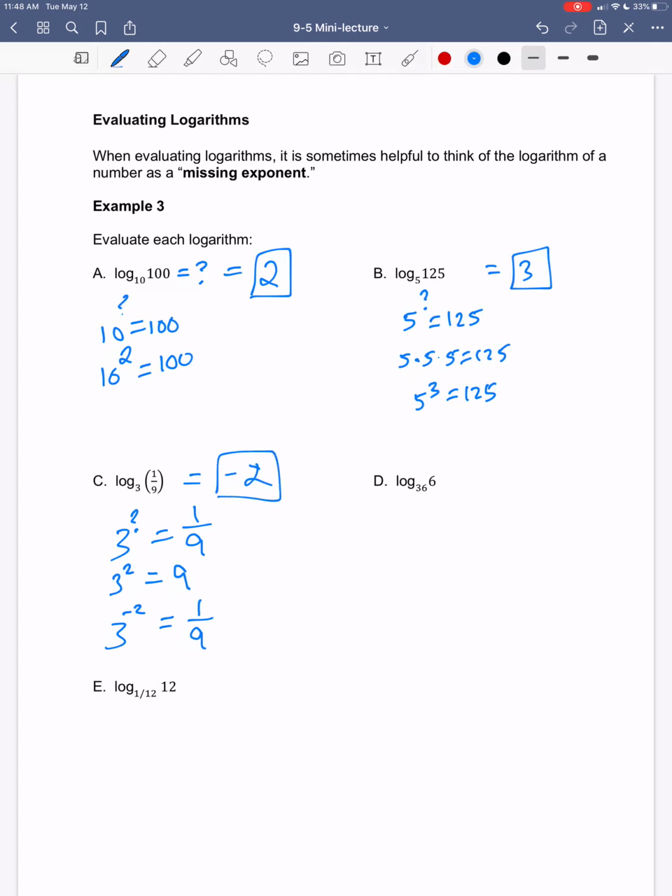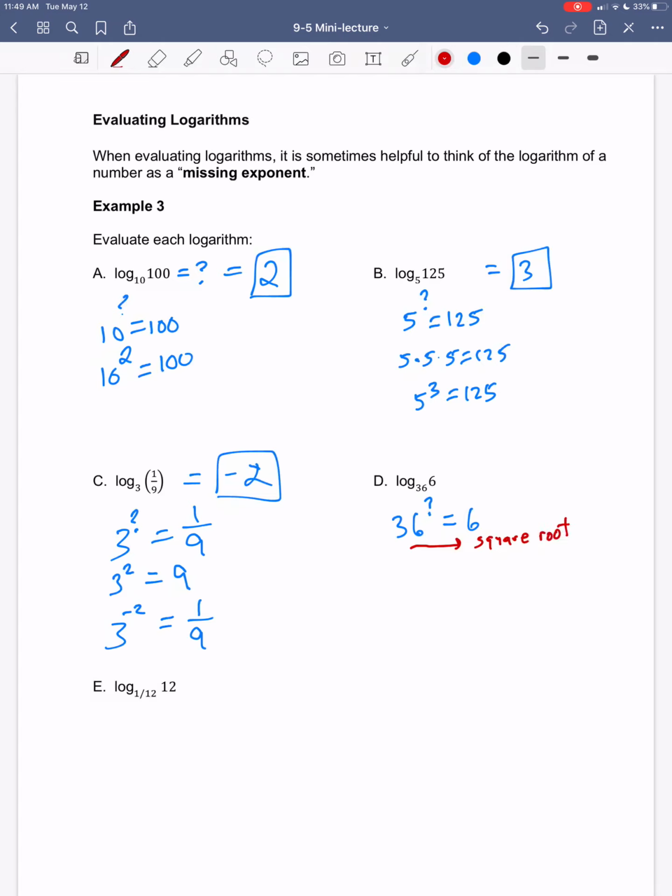These next two are a little bit more complicated. We've got here 36 to what power equals 6. Well, how do I make a number smaller? This isn't a reciprocal, right? Negative 1 would be 1 over 36, right? If I had 36 to the negative 1 or 36 to the negative 2. What's important here is to realize that going from 36 to 6, that really is a square root.